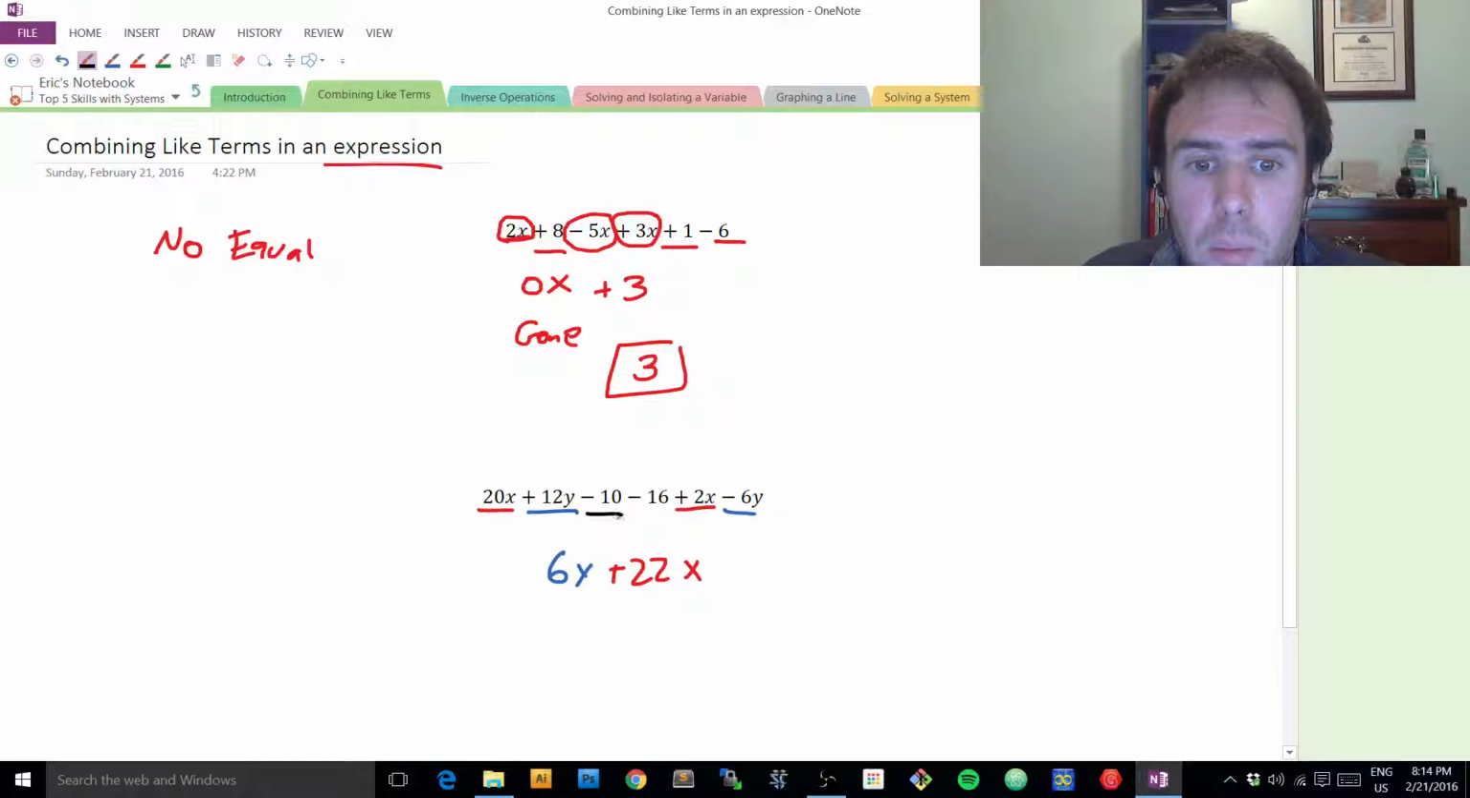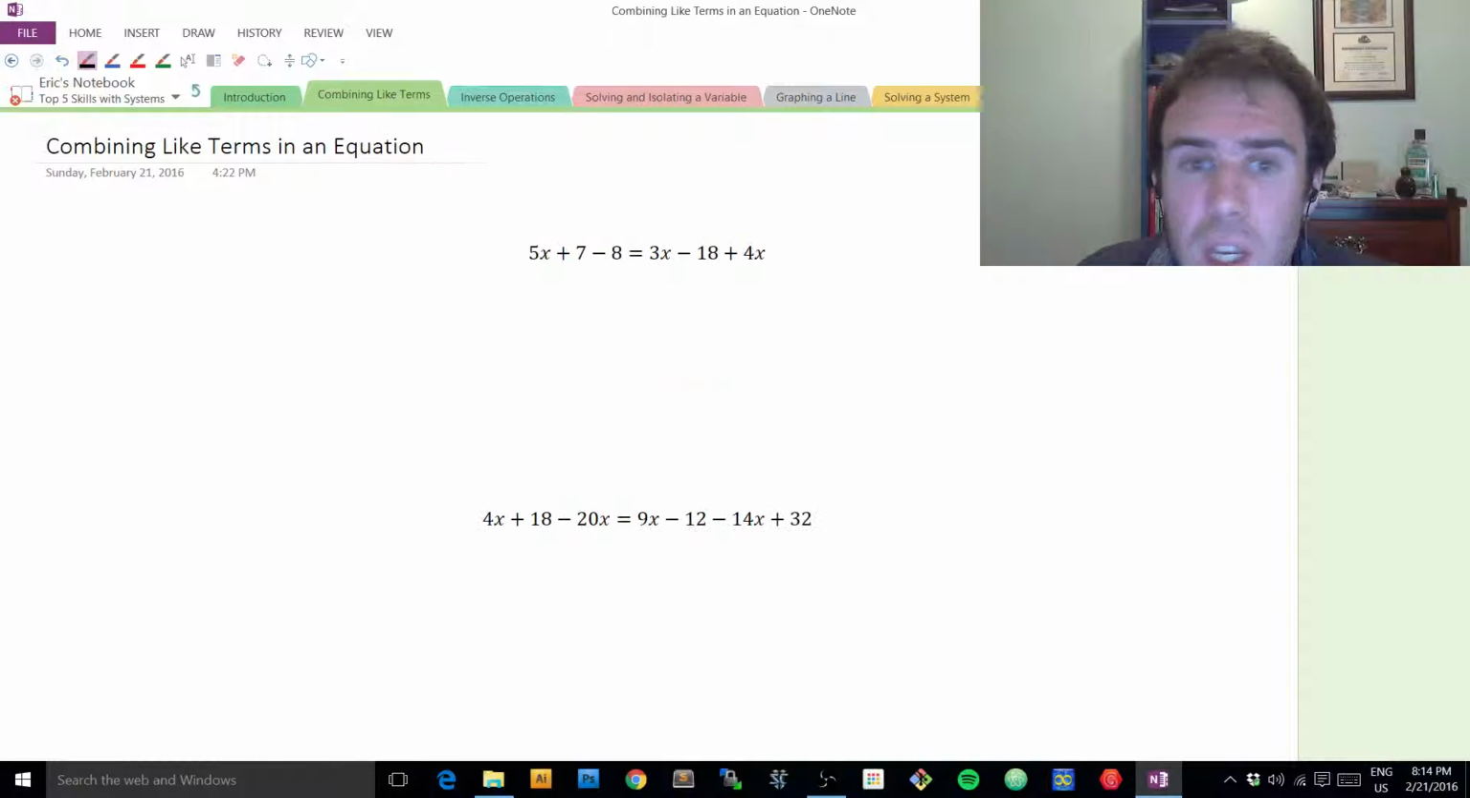We have minus 10 and then minus 16 again, which is going to be more negative, minus 26. So again, when we're thinking about combining like terms, we're looking for all of the similar terms that have the same variable and the same power. And we're just adding and subtracting them together to see what they will naturally combine to.